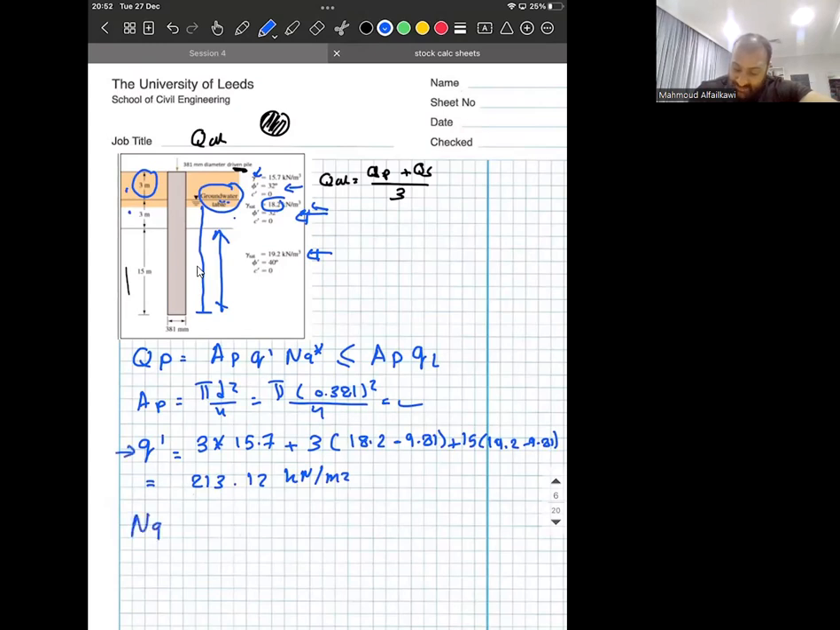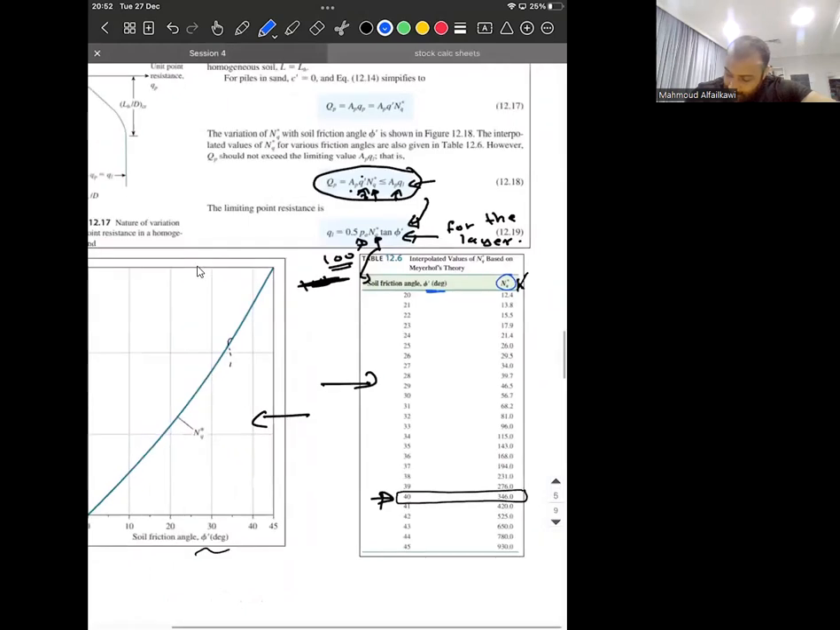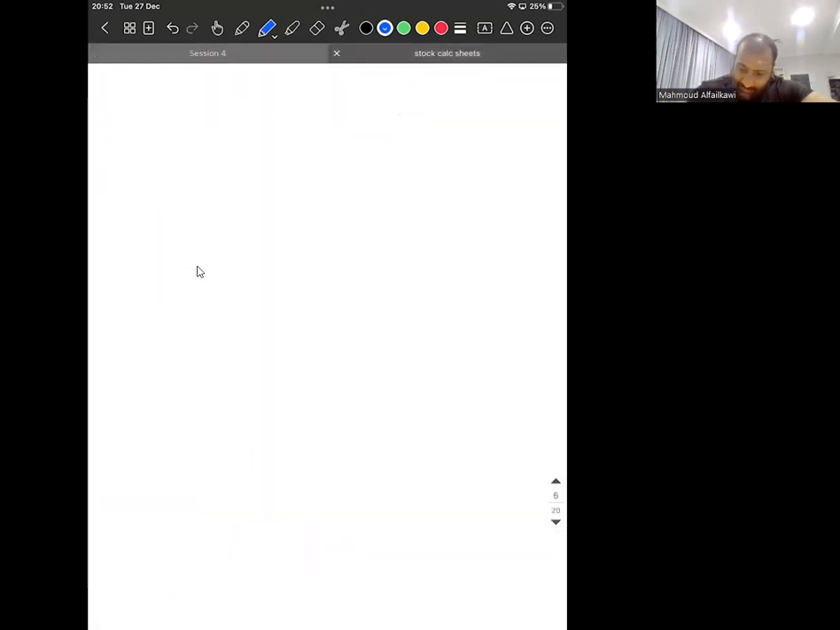Okay, now I solved Q's problem. Now N_q star, we said it is concerned with the angle of friction, right? The angle of friction is the angle of friction of the layer that the pile is resting on. So it's going to be 4 phi equals 40. Now, we go to the table again. I did mark it already, 346.